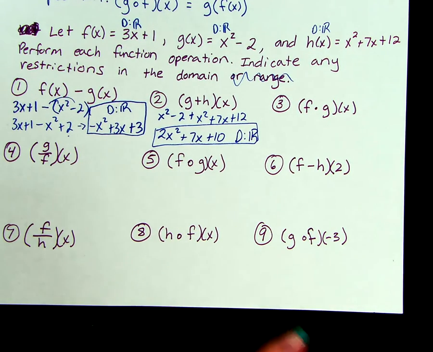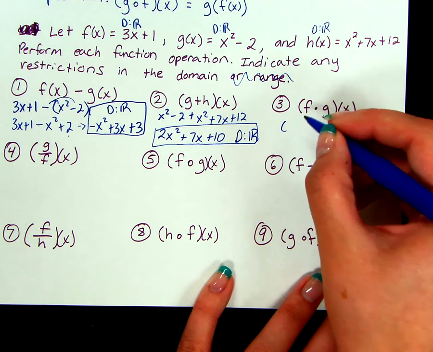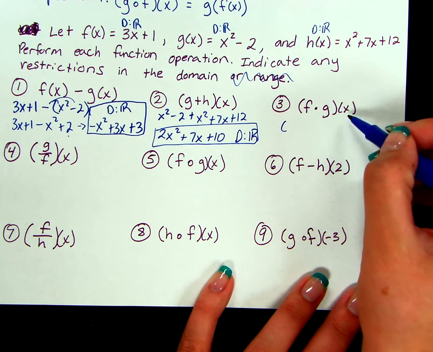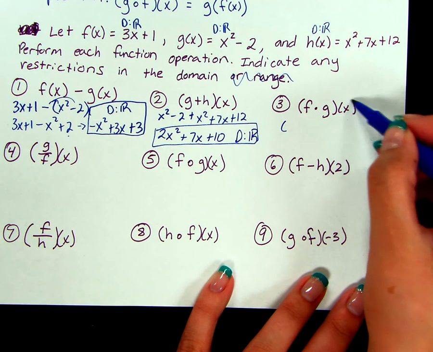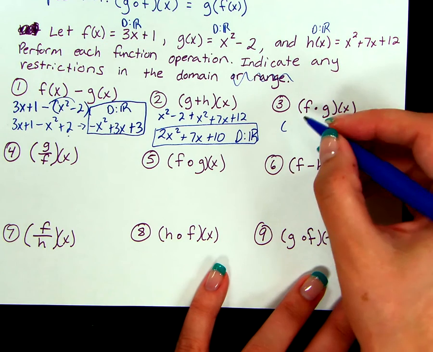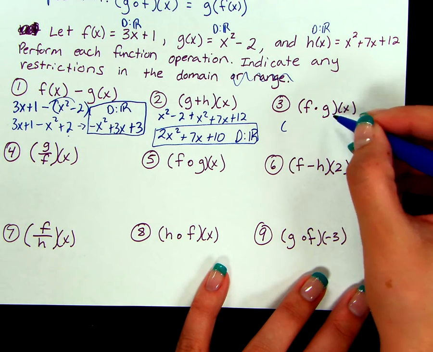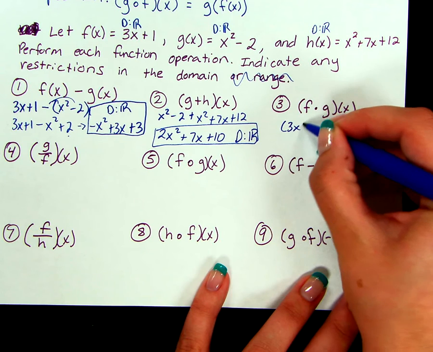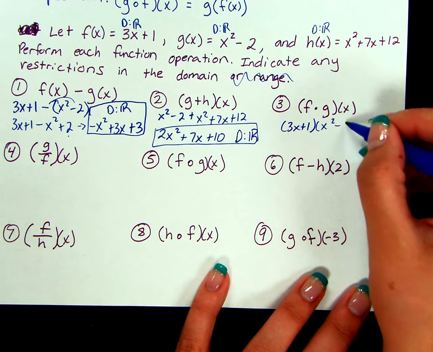All right, next one is telling us to multiply our f and g equations together. Now again, you have to remember that this is in function notation, so it's not asking you to multiply x in at the end. This is the name of our function, this is the variable in the function, so don't confuse that for multiplication. So again, we're taking the f equation times the g equation, so 3x plus 1, and then our g of x equation is x squared minus 2.